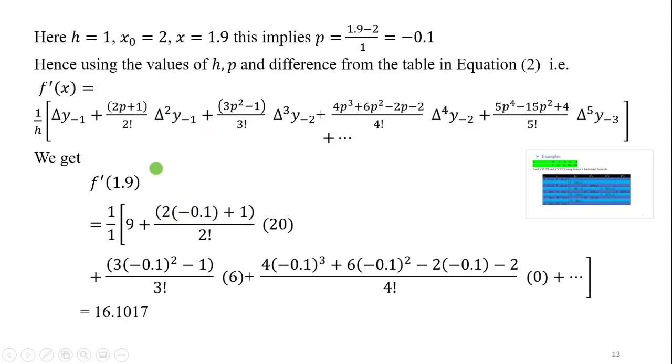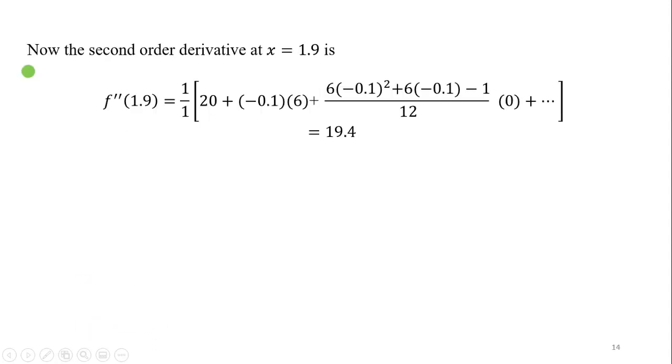By using these values in equation 2, and after simplification, we get the rate of change of the required data at point 1.9, that is 16.1017. Now we will proceed to the second order derivative at x is equal to 1.9. That is f double prime at 1.9, where h is equal to 1, and using these values taken from the table in equation 3, we get f double prime at 1.9 is equal to 19.4.